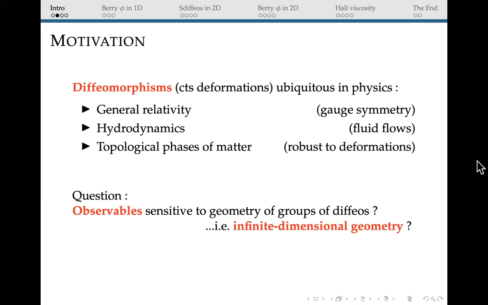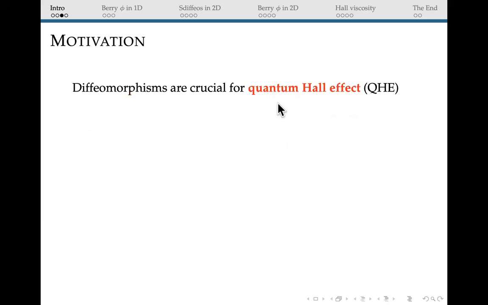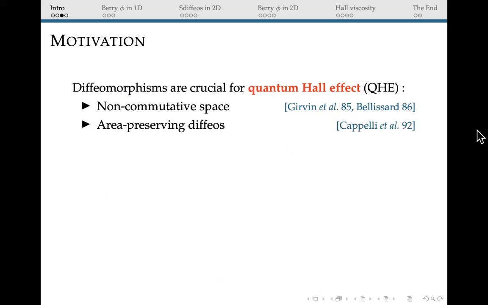Now, more specifically, the talk today is going to be about the quantum Hall effect, where the important role of diffeomorphisms has been known for a very long time. Indeed, ever since the 80s, the quantum Hall effect was found in 1980. So shortly after discovery of the effect itself, it was realized that Landau levels provide a sort of illustration of non-commutative space. And in that context, it's crucial to understand the deformations of the sample that actually preserve this non-commutative structure. More specifically, they preserve the symplectic form on this space. And those deformations are in fact area preserving diffeomorphisms.